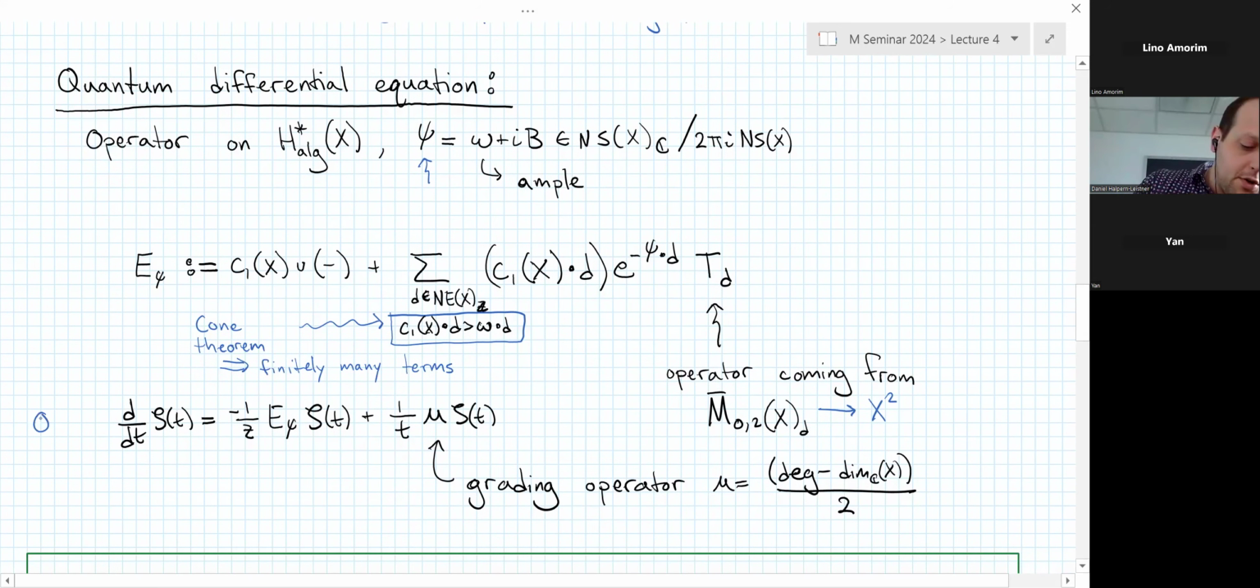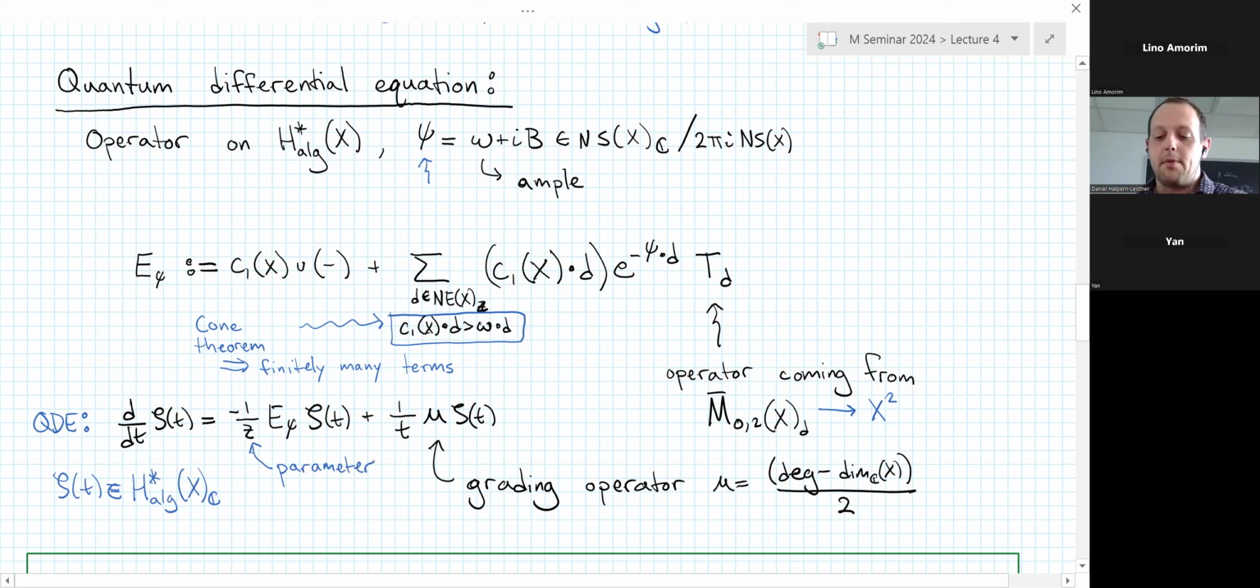So this is the quantum differential equation. So psi of t, you can think of it as valued in the algebraic cohomology of X tensor C, and Z is just another parameter, and mu here is a grading operator. So this is just some differential equation.